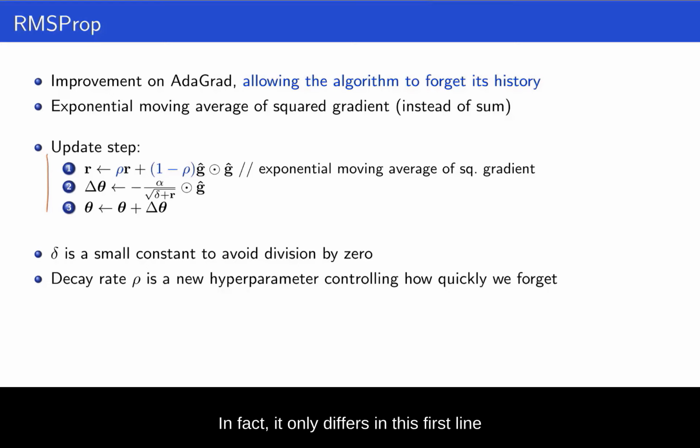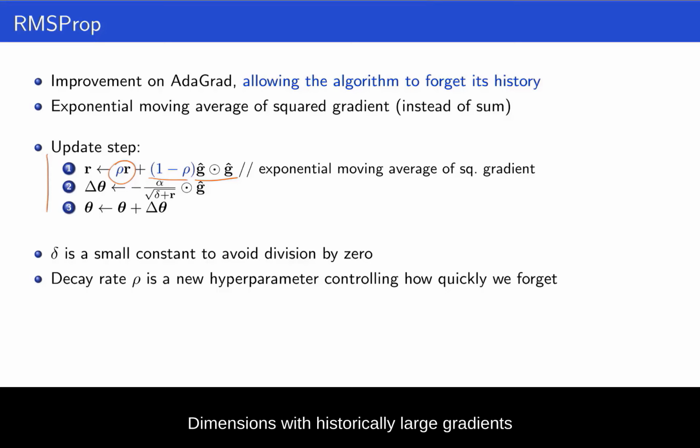In fact, it only differs in this first line, in which the R is now being multiplied by a new hyperparameter rho that's smaller than 1 in order to dampen this R, in order to forget the history. And the current squared gradient is multiplied by 1 minus this rho. And the rest of the algorithm is exactly the same. So the motivation is also the same.